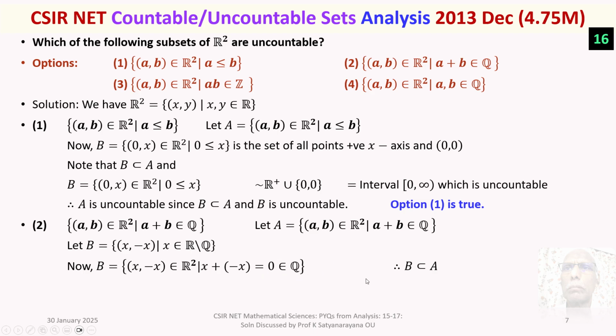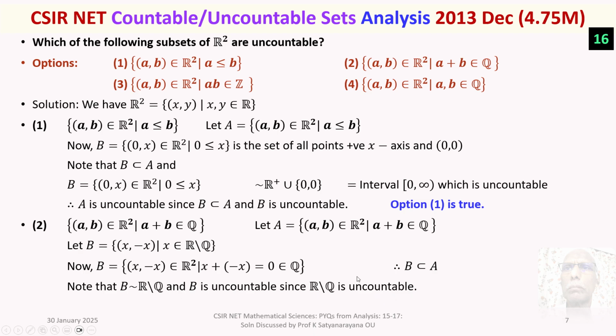So obviously B is a subset of A. Note that B, what we have considered here, is equivalent to how many elements will be there? As many as there are irrational numbers. So B is equivalent to the set of irrational numbers and B is uncountable. Why? Because the set of irrational numbers, R minus Q, is uncountable.